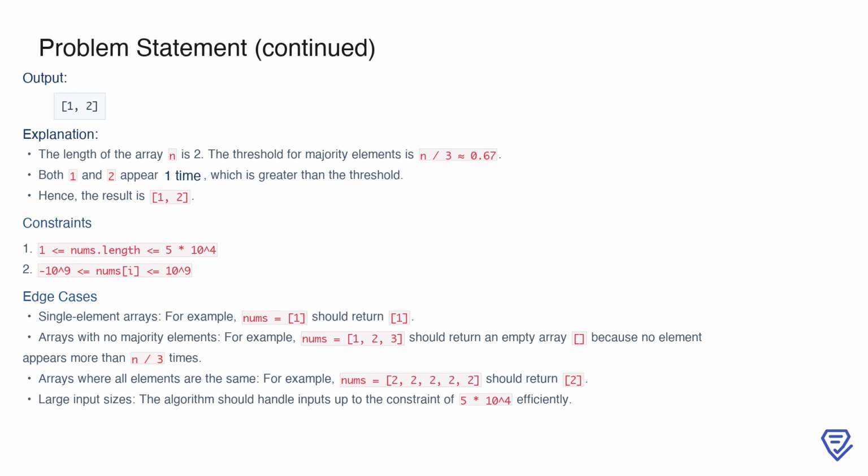Now let's review some broader constraints and edge cases. The array length can vary between 1 and 5 * 10^4, and elements could range from -10^9 to 10^9. Some edge cases to consider include single element arrays, like nums equals [1], which should return [1]. Another edge case is arrays without majority elements, such as nums equals [1, 2, 3], which would return an empty array because no element appears more than n/3 times. If all elements are the same, for instance nums equals [2, 2, 2, 2, 2], the result would be [2]. Lastly, the algorithm must handle large inputs efficiently, up to the maximum size of 5 * 10^4.